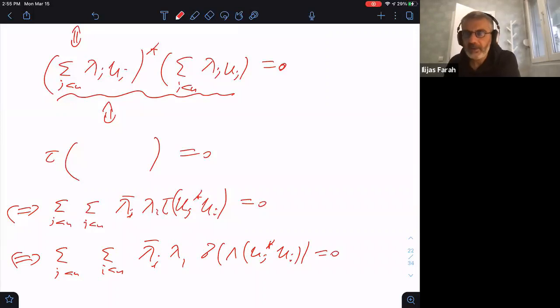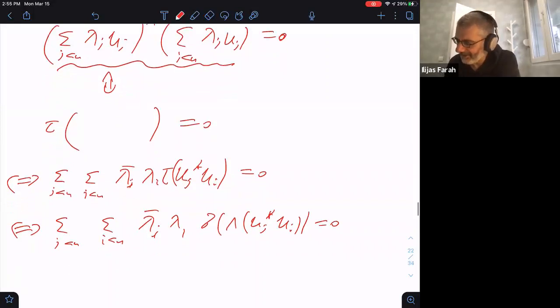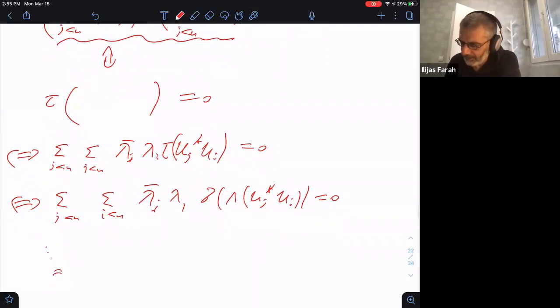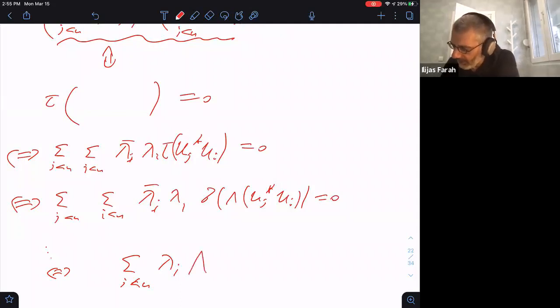And now we just do the entire calculation backwards, right? So this is equivalent to saying that the sum over j less than n of lambda_j, not u_j, but capital lambda of u_j is equal to 0. Right, so simple trick, but exactly what we need.